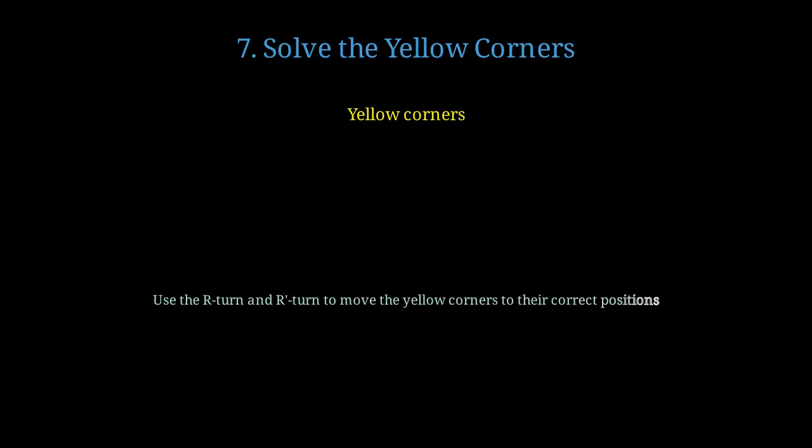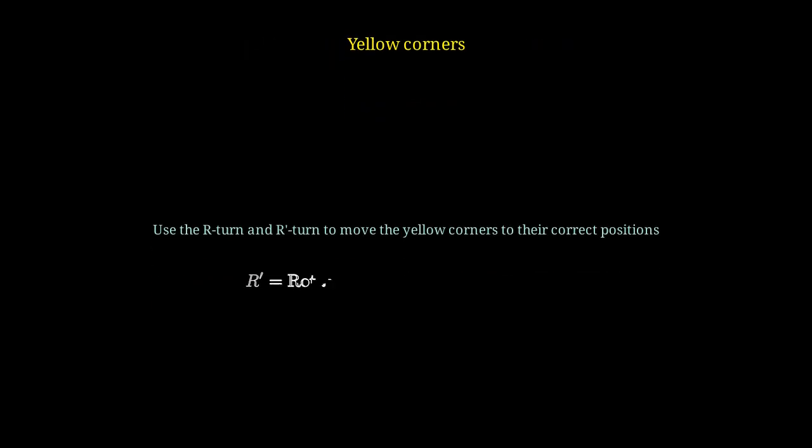To solve the yellow corners, use the R-turn to move the yellow corners to their correct positions. If a yellow corner piece is not in its correct position, use the R-turn to move it to its correct position. Congratulations! You have now solved the Rubik's Cube.